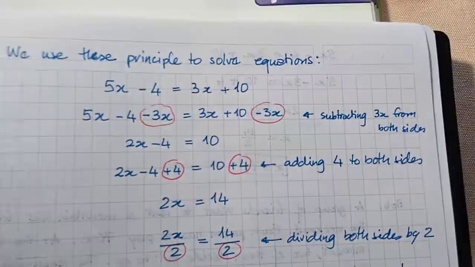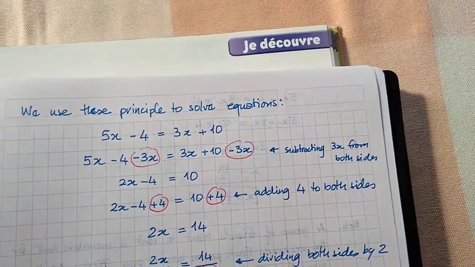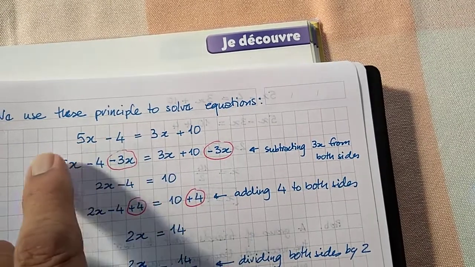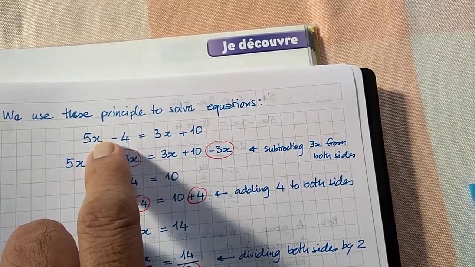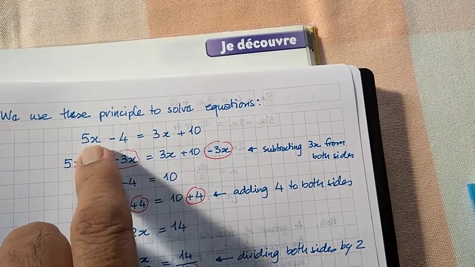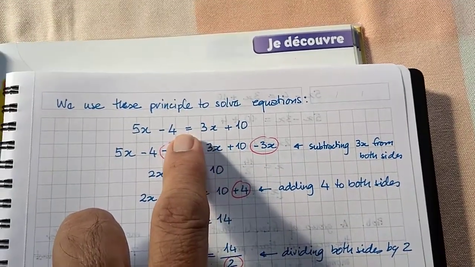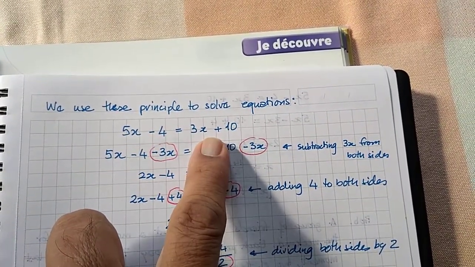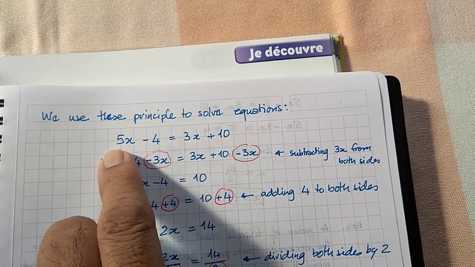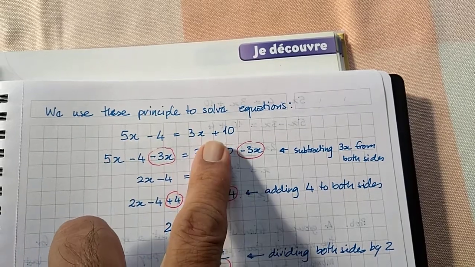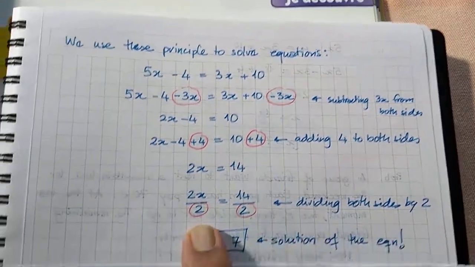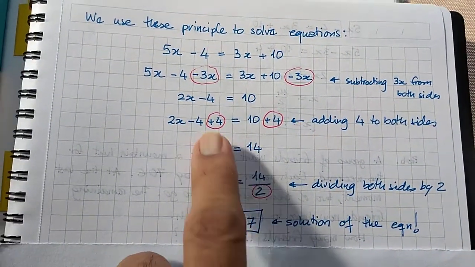Okay, so let's turn back the page. And remember, this is the problem I showed you. We use these principles to solve the problem. What are the principles? That you can add numbers to both sides of an equation of an egalite without changing it. Similarly, you can subtract numbers from both sides, multiply both sides by the same number as long as it's not 0, and divide both sides by the same number as long as it's not 0.